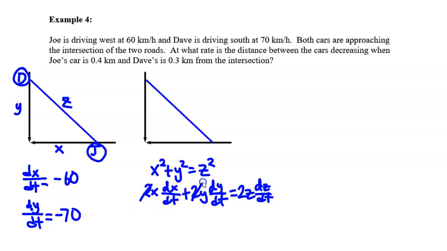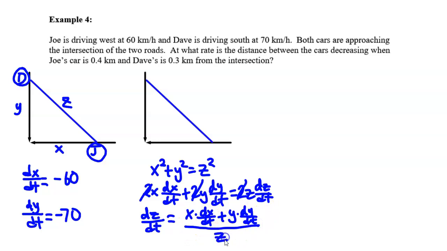Okay, and then we know the 2's cancel. We're looking again at the rate that the distance between the cars is changing, so that would be dz/dt. Maybe this time, unlike in example 3, I'm just going to start by rearranging. So dz/dt is going to be equal to x dx/dt plus y dy/dt, all divided by z. Essentially, if we're looking for this, all we have to do is divide both sides by z, and we're there. Good.